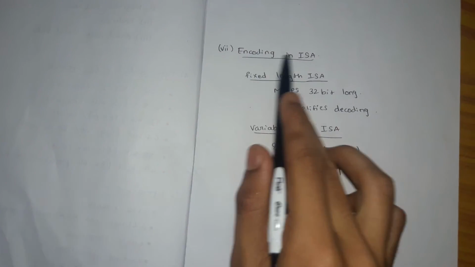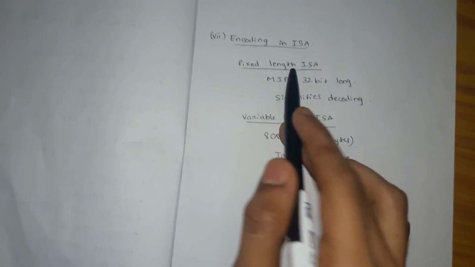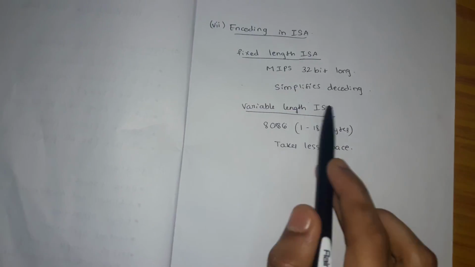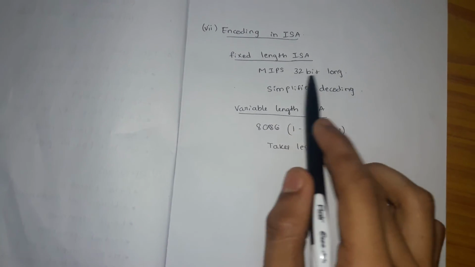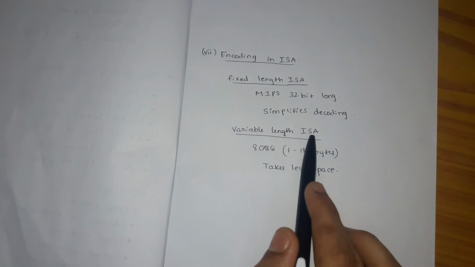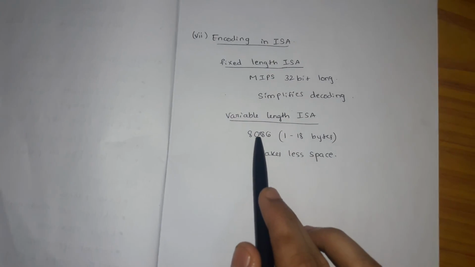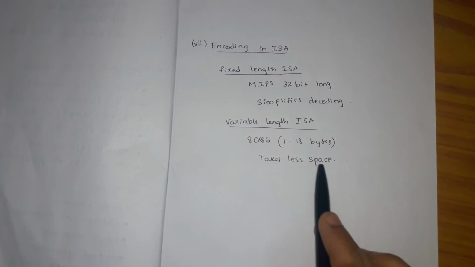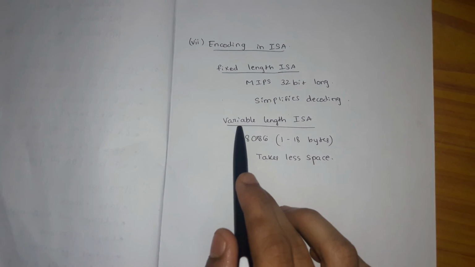The seventh one is encoding in ISA. There are two types, fixed length ISA and variable length ISA. MIPS uses fixed length ISA and it is simple to decode. Variable length ISA, for example 80x86, takes less space because we are allocating the memory dynamically.